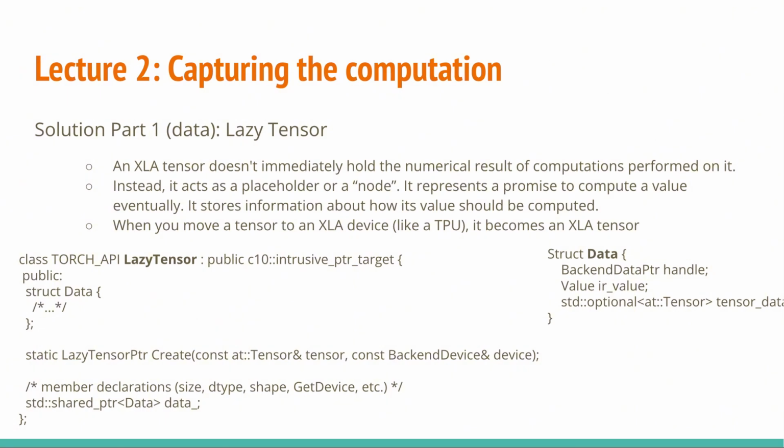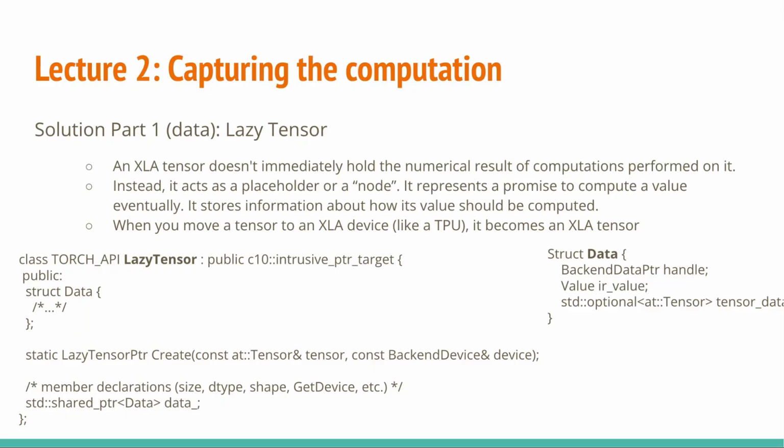Here I copy the definition of the lazy tensor from PyTorch XLA. As you can see, a lazy tensor can be created from a regular tensor. The most important member of a lazy tensor is data, or a pointer to the data. The data has three most important members: a backend data pointer, an IR value, and an optional tensor data. A backend data pointer is a pointer to the data that's stored in the backend device. In our context, that will be the XLA device. The IR value represents intermediate representation. It's basically a node in the computation graph. The optional tensor data is the actual tensor data. Those three members are mutually exclusive.